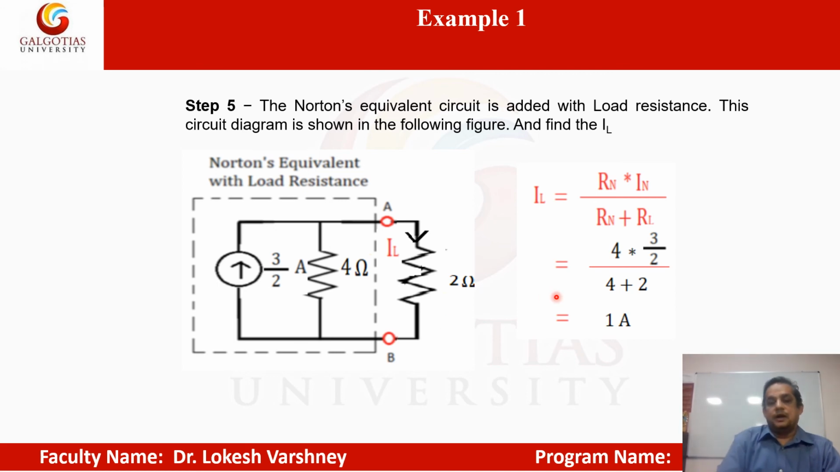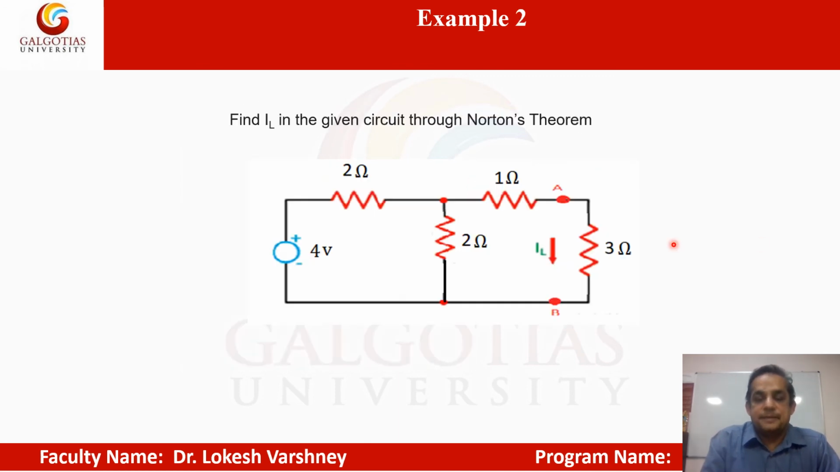Now we discuss the second example. Here we calculate the load current in the given circuit through the Norton theorem. Here the load resistance is 3 ohm. We calculate the load current, the flow of current in the load resistance, whose value is 3 ohm, through the Norton theorem.